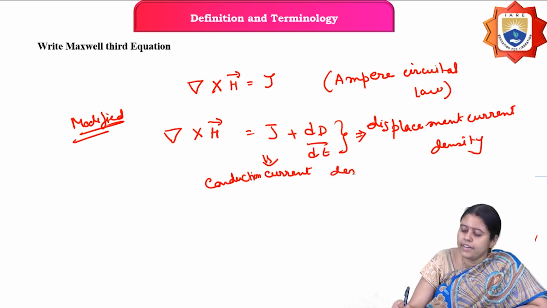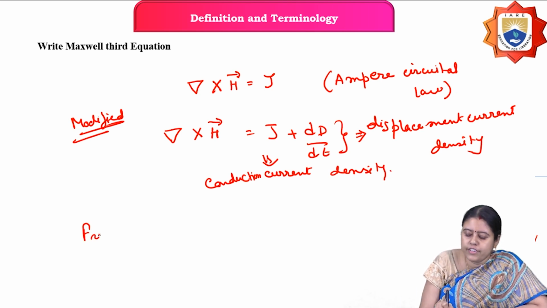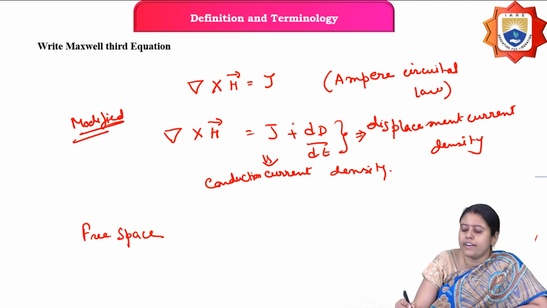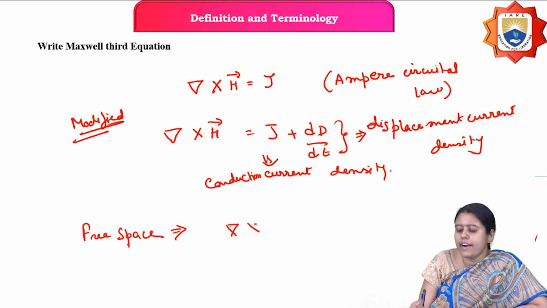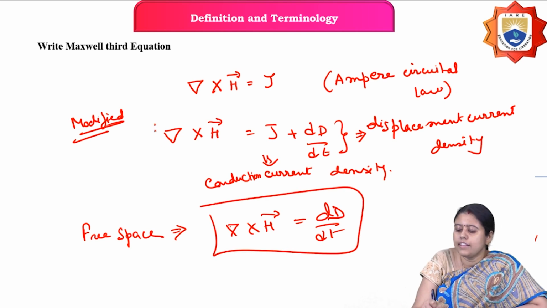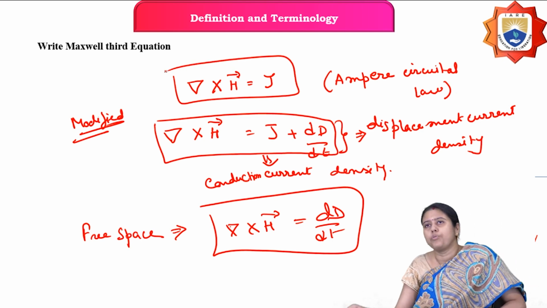We can write the Maxwell's third equation in free space. In free space, as there is no current, no conductor, the conduction current is 0, and we can write grad cross H is equal to dD by dt. So these are the three varieties of the Maxwell's third equation.